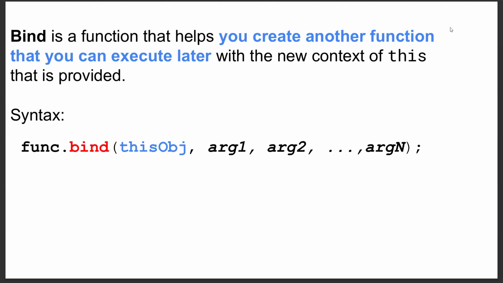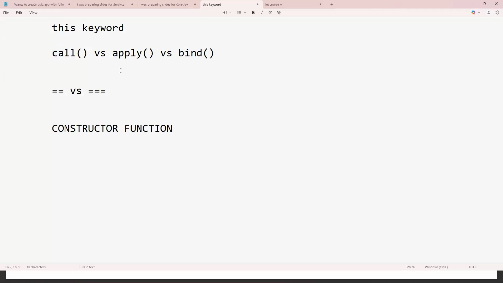And the last one is bind. Bind is a function that helps you create another function that you can execute later, with the new context of this provided. See, function dot bind, and here the limitation was you should not pass an array; you should pass individual arguments only, like arg1, arg2, and so on. So this is the first topic today. I think everyone is clear on it?